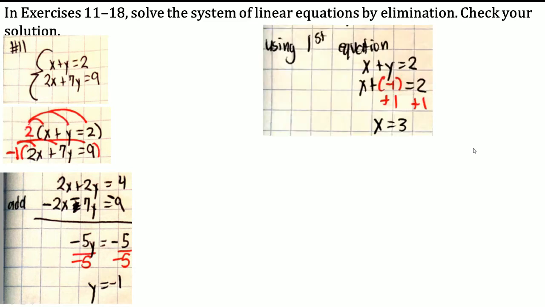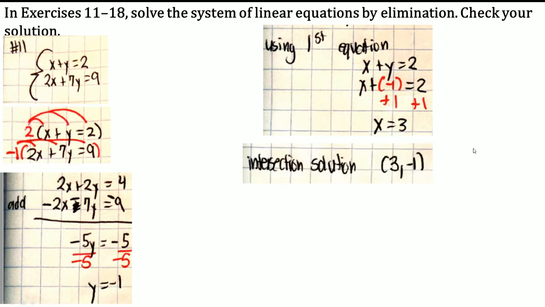Using the first equation, x plus y equals 2, x was our unknown, and y became negative 1. So add 1 to both sides to get rid of the negative 1, and you get x equals 3. So you would say the solution is 3, comma negative 1.